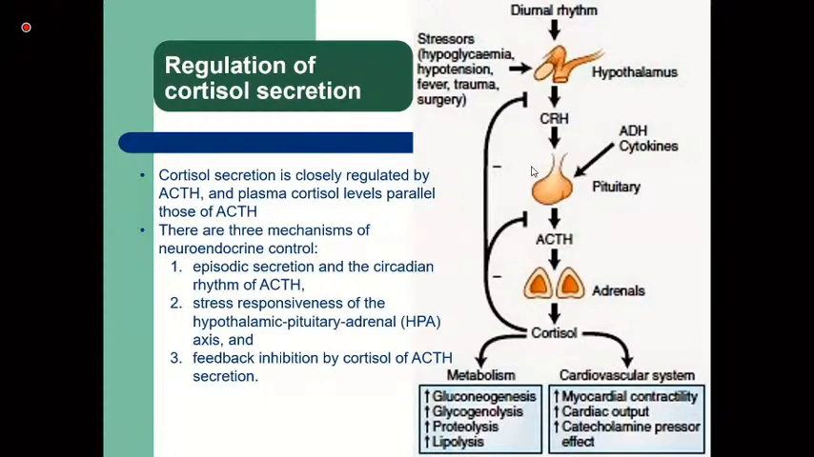Question 18, how is it regulated and how is CRH related to the stressor? Any stress on the hypothalamus, such as hypoglycemia, hypotension, fever, trauma, surgery, will activate CRH release. The release of ACTH from the anterior pituitary is regulated by hypothalamic CRH and cortisol. So cortisol level will also regulate itself by negative feedback regulation.